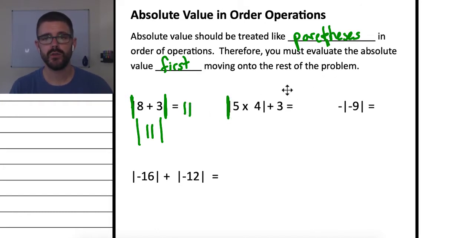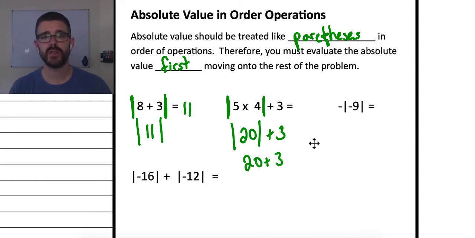Here, do the problem inside the absolute value first. 5 times 4 is 20. Then I want to find the absolute value of the number. How far is 20 away from 0? Well, it's 20 steps away. And then I finish out the rest of the problem. 20 plus 3 is 23.